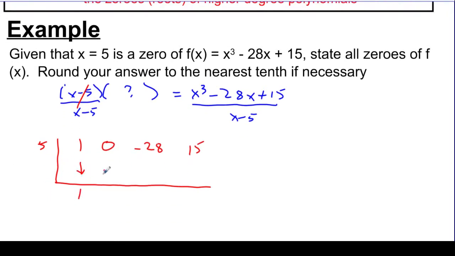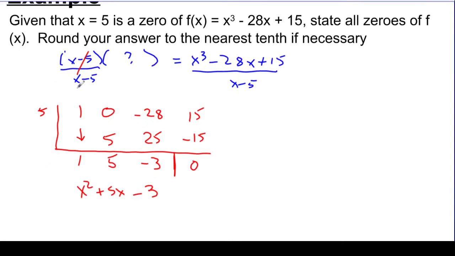After I do this division, I get 1, 5. Add down the column and get a 5, multiply and get a 25. Let's fix that, I'm moving too fast. I have a 25 here. Add down the column, I get a negative 3. Multiply one last time, I get negative 15. When I add down the last column, the remainder is 0. So I'm going to say x squared plus 5x minus 3, no remainder. This is my second factor. So the thing that I was missing here is x squared plus 5x minus 3.